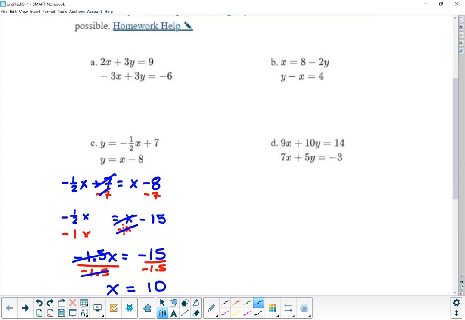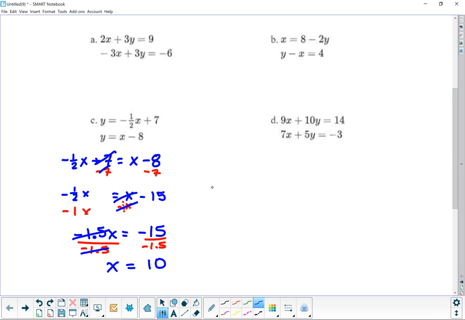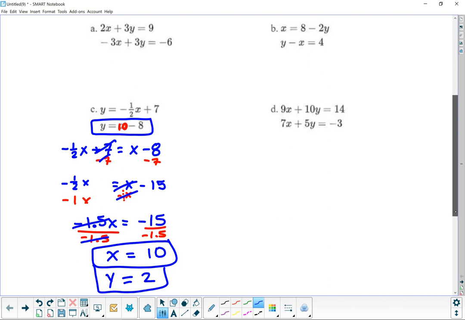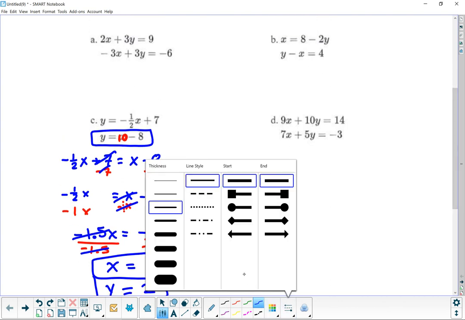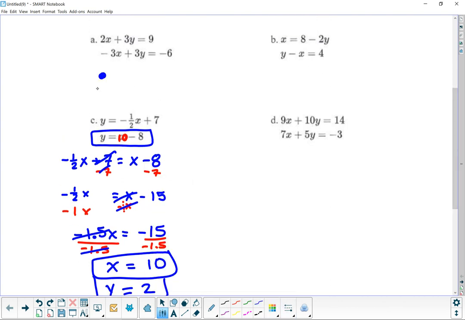And both of these are equal to y, so you can use either one. I'm going to go ahead and use the bottom one. I'm going to put 10 in place of the x, so put 10 right here. So y is equal to 10 minus 8, or y equals, what's 10 minus 8? y equals 2. Okay, so your answer for that one is x equals 10, y equals 2.